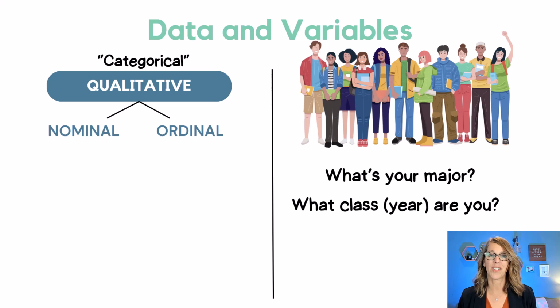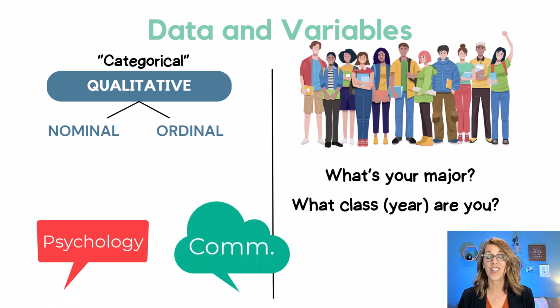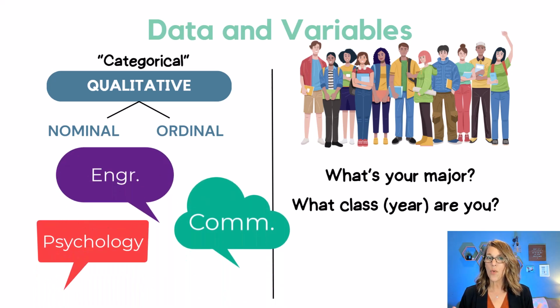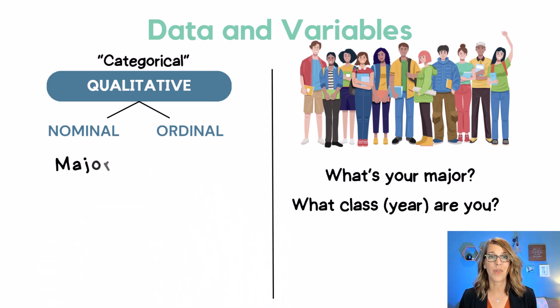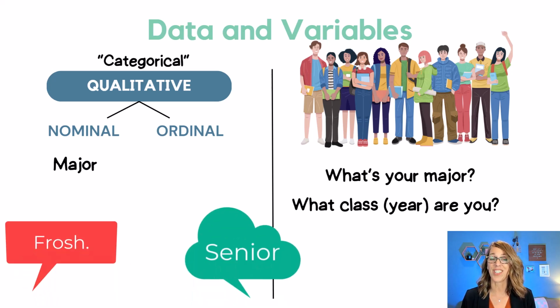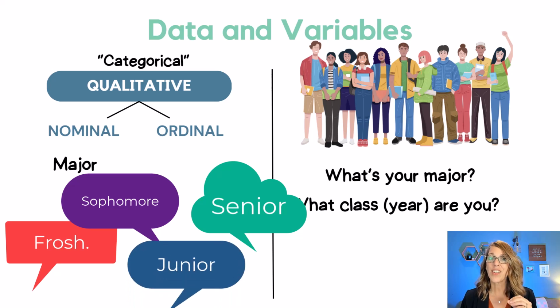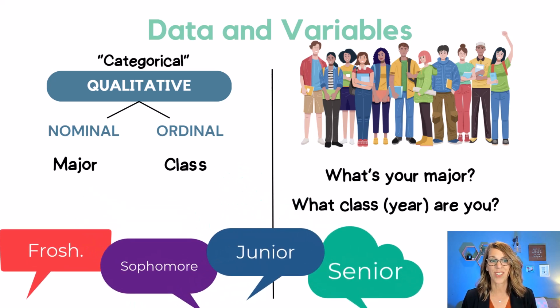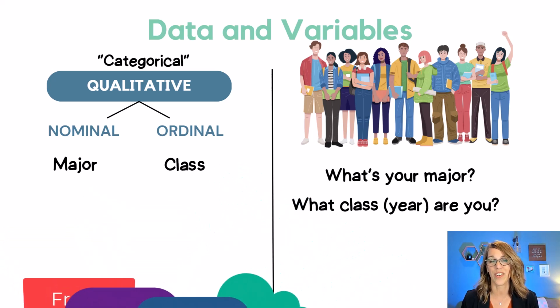For major, they might answer something like psychology or communications or engineering, but there's no order to these majors. So we would say that those are nominal. For what class, what year are you? They would say something like freshman or senior or sophomore or junior. There is definitely an order to those, so class would fall under ordinal.